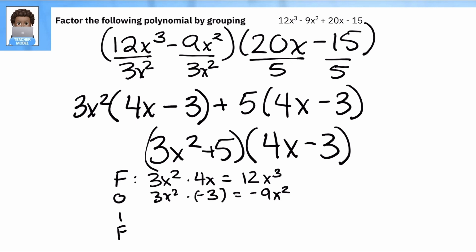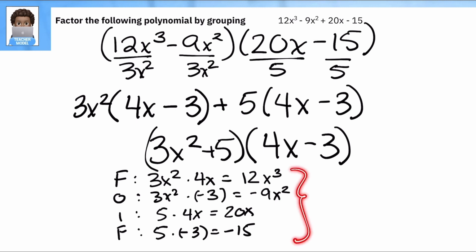So already, here's my first term, here's my second term. So far so good. Let's go to my inner terms. 5 times 4x is 20x. And lastly, my last terms, 5 times negative 3 is negative 15. So I do get my final answer. When I checked it over, I do get my original polynomial: 12x to the third minus 9x squared plus 20x minus 15.